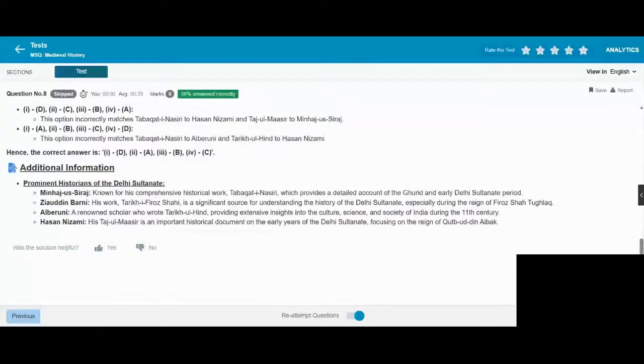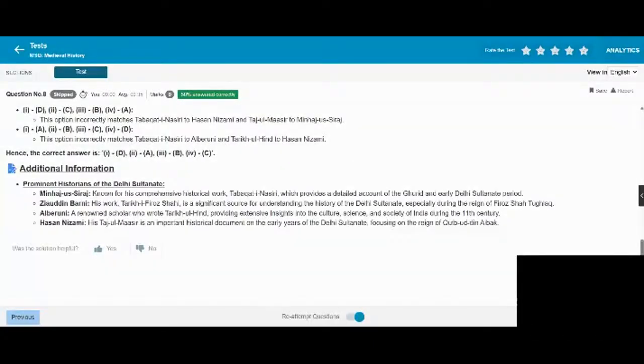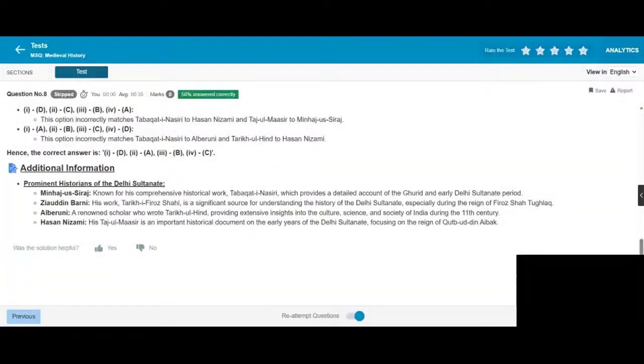Ziauddin Barani's work Tarikh-i-Firoz Shahi is a history of the Delhi Sultanate, especially during the reign of Firoz Shah Tughlaq. Biruni was a renowned scholar who wrote Tarikh-ul-Hind, providing extensive insight into the culture and society of the 11th century. Hasan Nizami's Taj-ul-Maasir is an important historical document on the early years of the Delhi Sultanate, focusing on the reign of Qutbuddin Aibak.